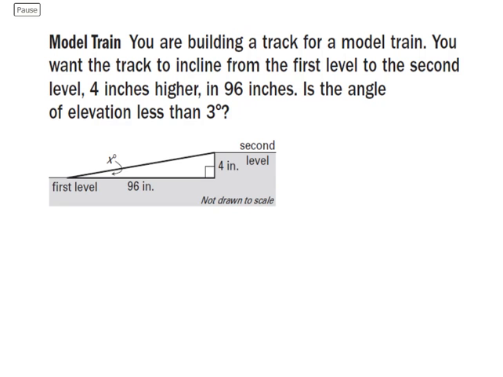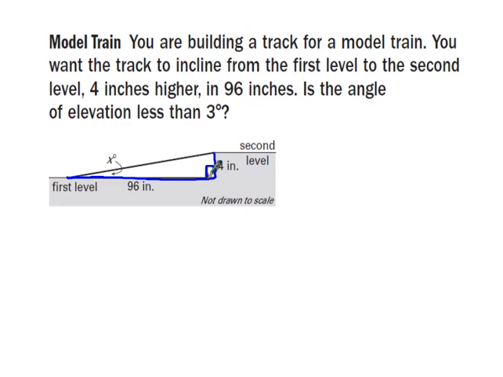So let's look at this problem. Model train. You're building a track for a model train. You want the track to incline from the first level to the second level, 4 inches higher, so it's 4 inches up here, in 96 inches. So we've got a right triangle. Is the angle of elevation less than 3 degrees? Well, let's find the angle of elevation.